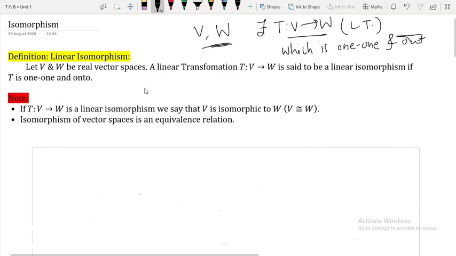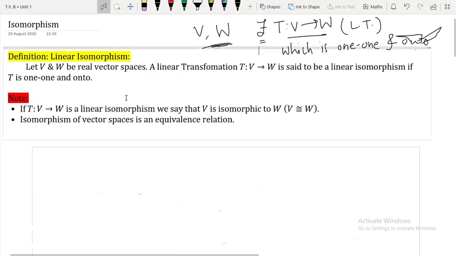Now try to understand: "there exists" in the sense that it may happen that one student gets a different linear transformation and another gets a different one. It is not like the linear transformation will be one and the same. Just take note of that. So if T from V to W is a linear isomorphism, then we say that V is isomorphic to W, and in terms of notation, we denote it like this.